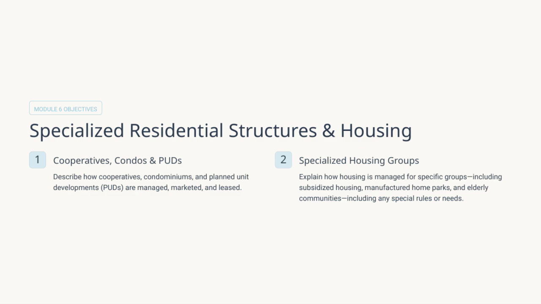Next, we'll explore how specialized housing groups like cooperatives, condominiums, and planned unit developments, often called PUDs, are managed, marketed, and leased. These types of housing each have their own structure and community rules, but they all require effective management to succeed. Cooperatives, for instance, are owned collectively, and decisions are made democratically. Condominiums involve individual ownership of units with shared common areas, requiring clear management of maintenance and rules. PUDs combine aspects of single-family homes with shared amenities and community planning, often appealing to buyers looking for a neighborhood feel. Understanding how these are managed and marketed helps us see the full picture of residential housing options.